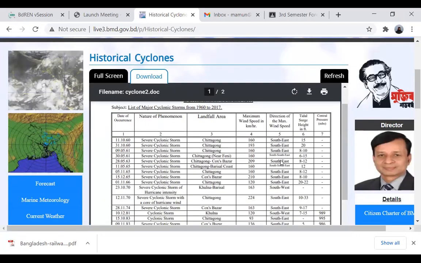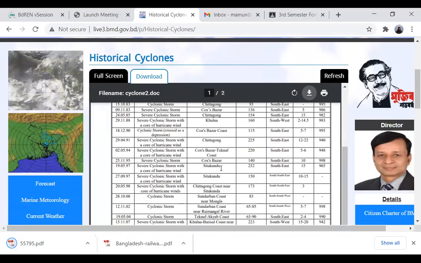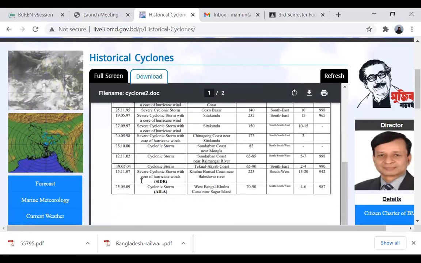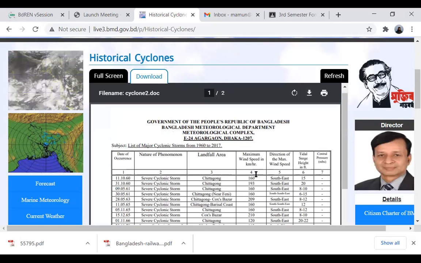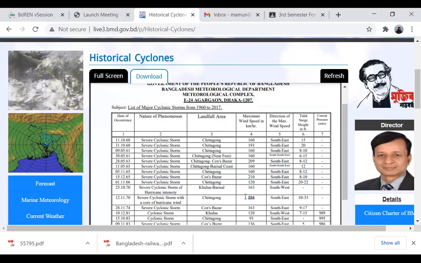This is a list of cyclones from the date of occurrence. So it started from 1960 and you see the maximum wind speed. So this is very good information. You can also see Cox's Bazar and other areas. So until 2017, you can also find Roanu, then Mora, Mahasen, Komen. Perhaps you heard these names before. Sidr in 2007. You see the maximum wind speed. What is the maximum wind speed from here?